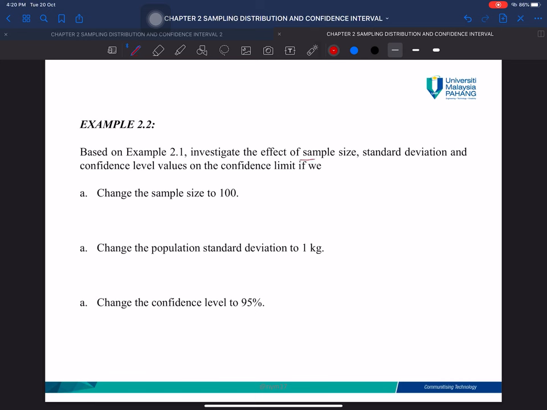Investigate the effect of the sample size, standard deviation, and confidence level values on the confidence limit. Confidence limit here means the width of the confidence interval. What happens when we change the sample size to 100? What happens if we change the population standard deviation to 1 kg? What happens if we change the confidence level to 95%? For this one you can refer to video 2.1, where I have already discussed it.